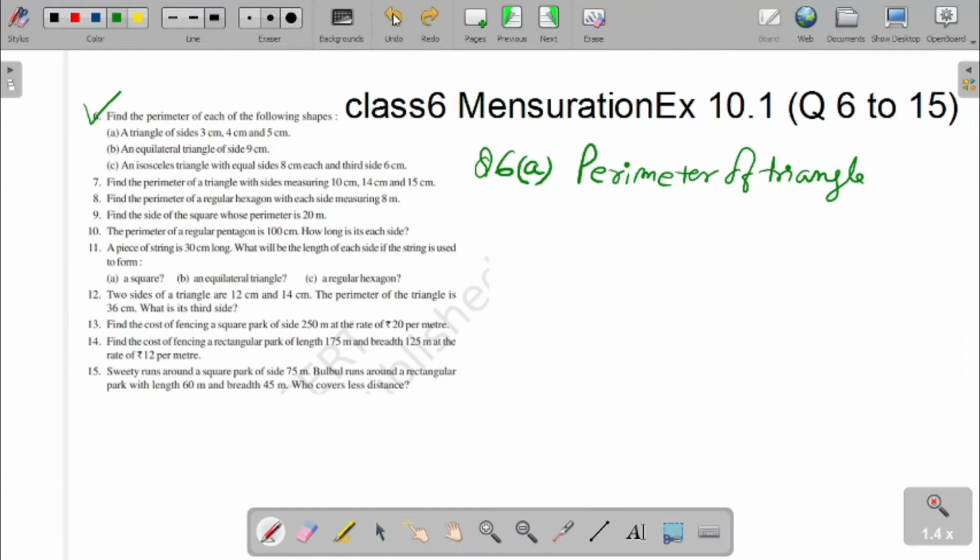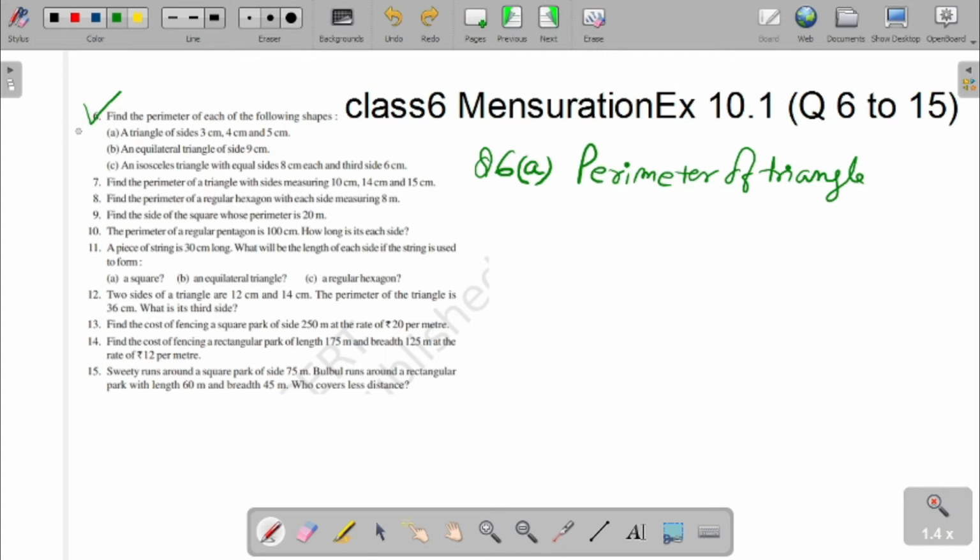Hello everyone. Today we continue our series. We have done up to question number 5, class 6 mensuration exercise 10.1. So as we have done in our previous part, question number 1 to 5, we start from question number 6 onward, from question number 6 to 15. First, question number 6.